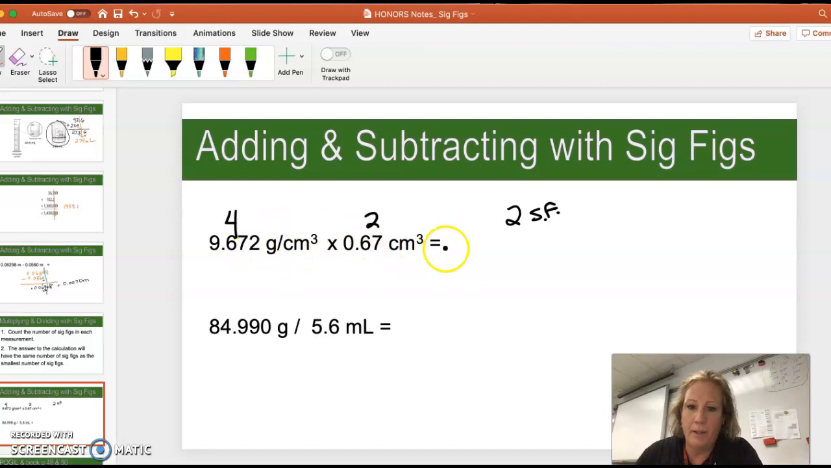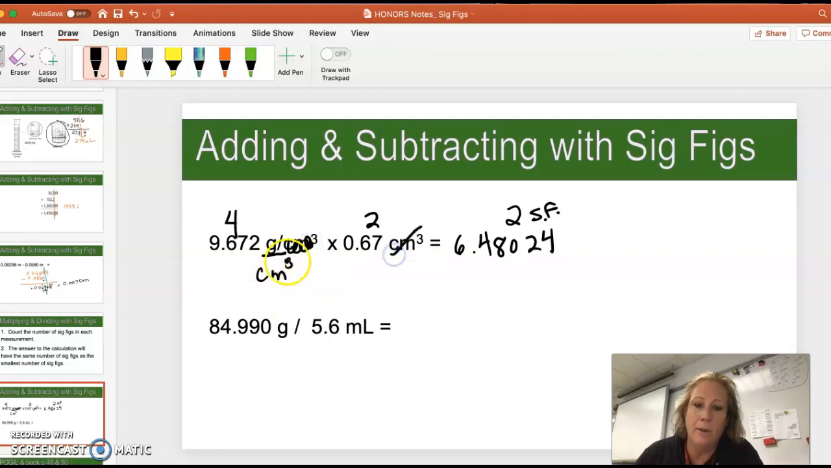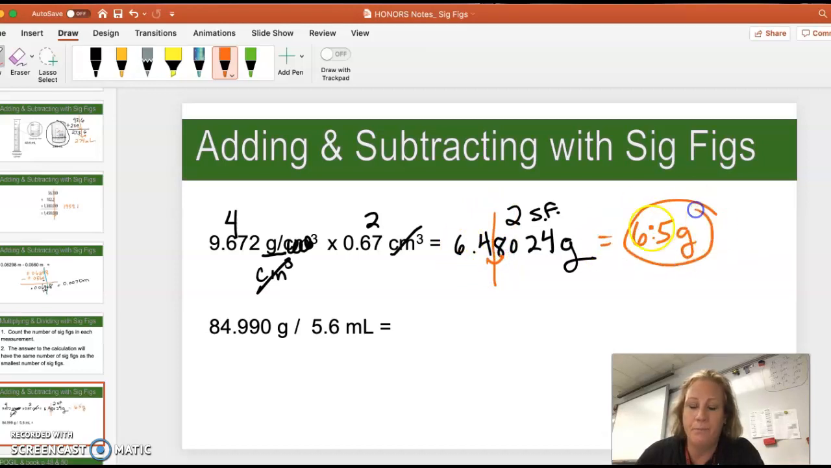So when I multiply these, my calculator is going to tell me that it's 6.48024. Unit-wise, the grams per cubic centimeter, you could think of that being in the denominator. The cubic centimeters cancel, and it would be grams. But I do want to round this with 2 significant figures. So 1, 2, cut, look back only 1, and round up. So the answer would be 6.5 grams.